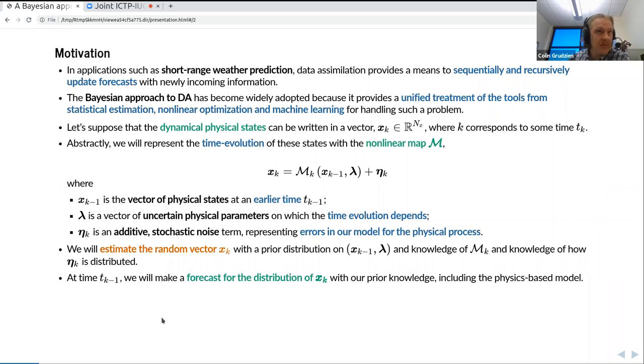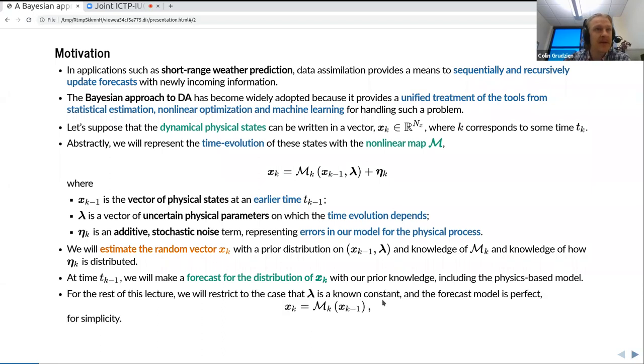And so at time k minus 1, so one step back, we'll make a forecast for the distribution of this physical state with our prior knowledge, including the physics-based model, which in some sense encapsulates part of our Bayesian prior. And well, this will be the general formulation.